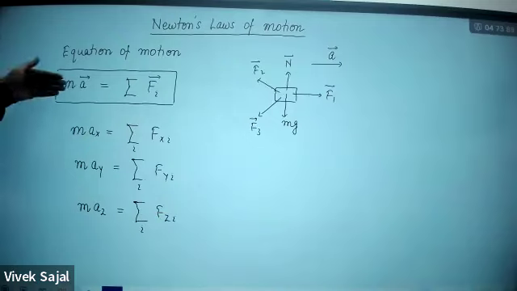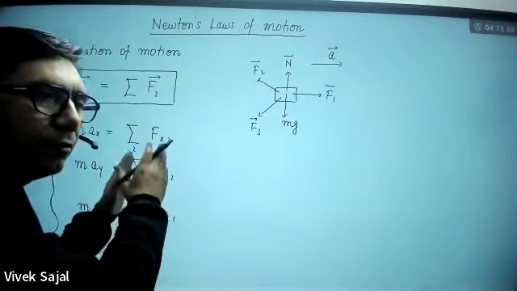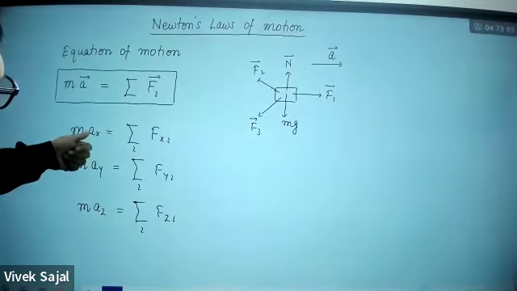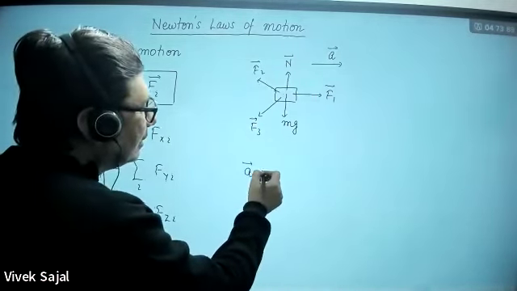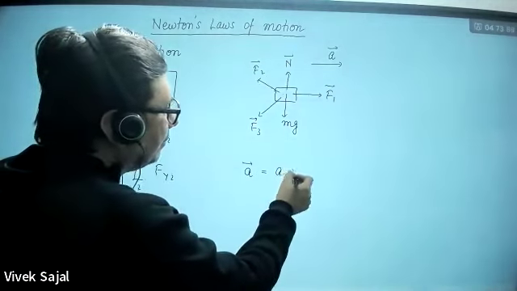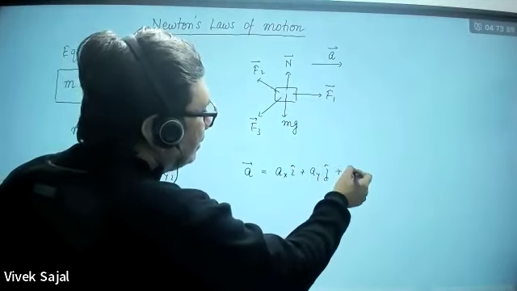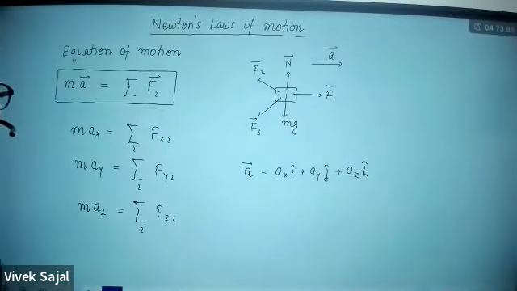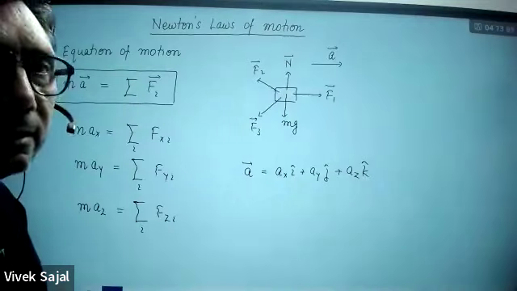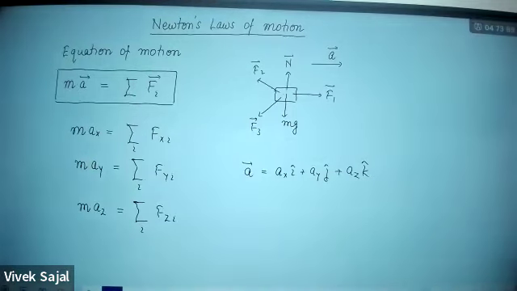Here we have resolved this equation into three different equations, and it is always easy to solve these three equations. By finding a_x, a_y, a_z, we can write the final acceleration as a_x i cap plus a_y j cap plus a_z k cap. So with the help of this equation of motion, one can find the acceleration caused by the forces acting on an object. This is called the equation of motion.